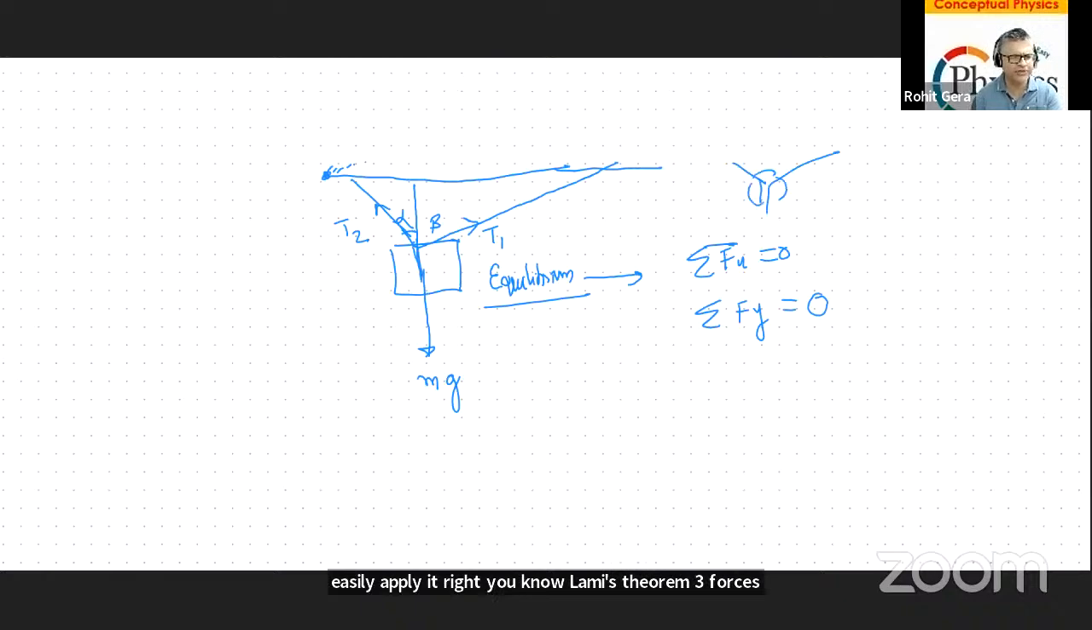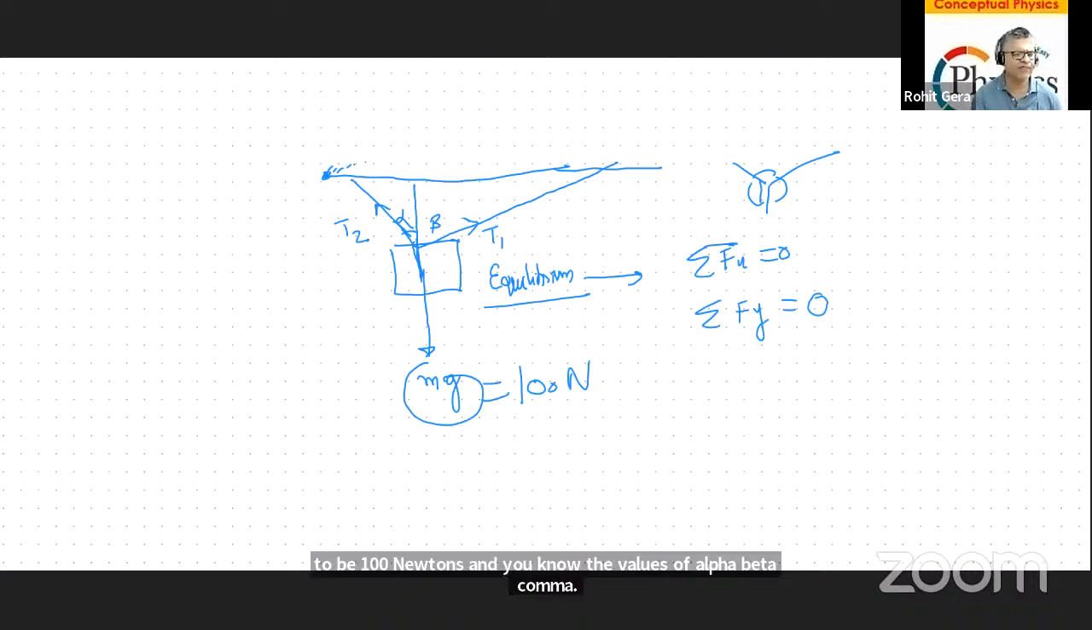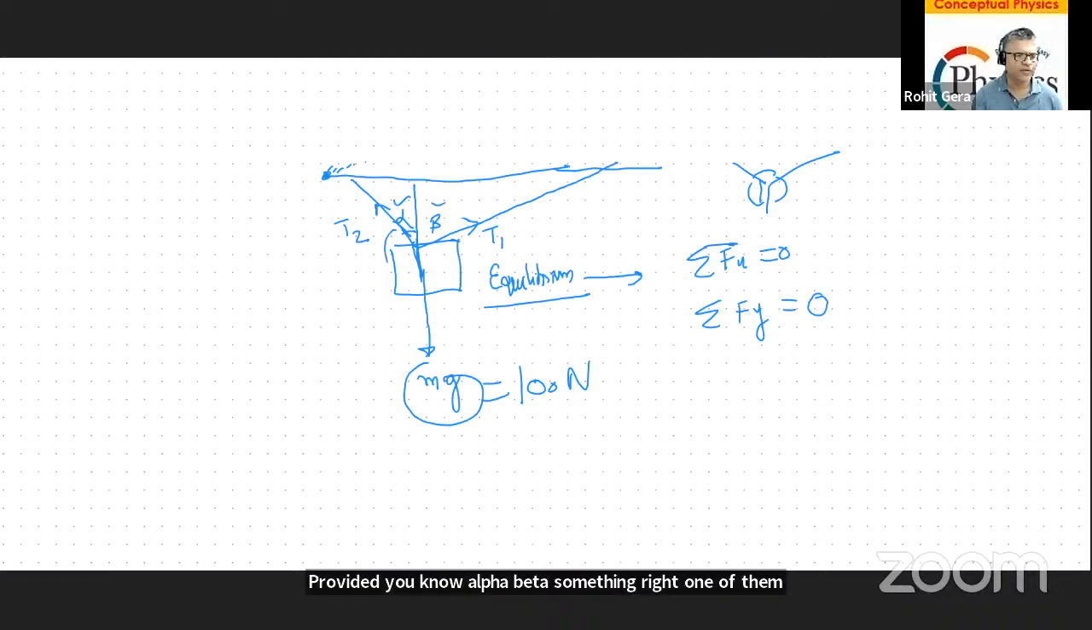And you know the value of mg. For example, mg is given to be 100 newtons, and you know the values of alpha, beta, gamma. So it's a cake walk, right? The answer for T2 and T1 comes in a second, provided you know alpha, beta, something. The total angle is 360 degrees, so if you know one of the angles and then this angle, you can find the other one also. But right now we are trying to understand how the tension works.